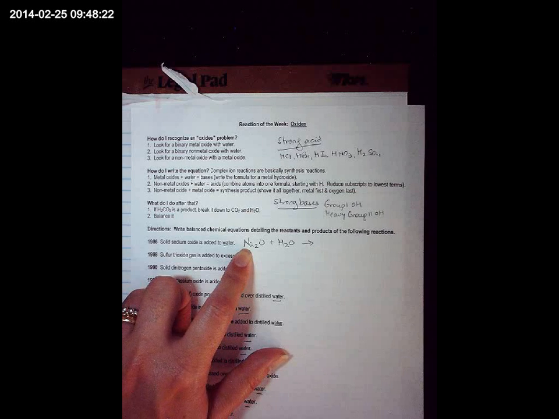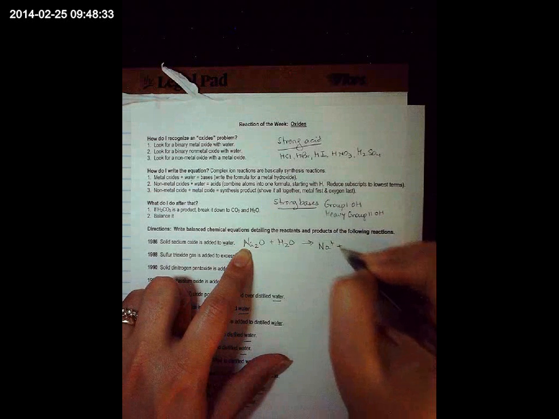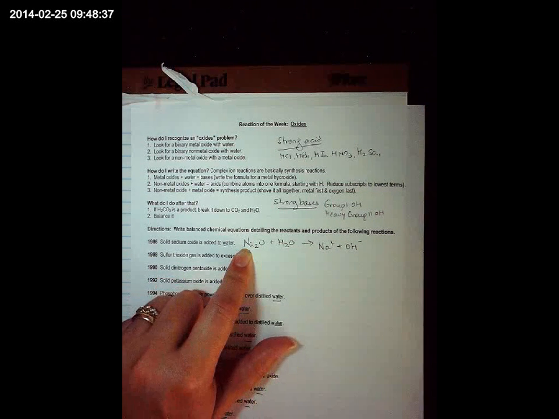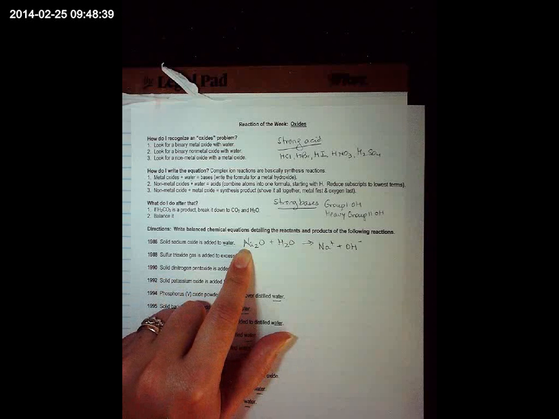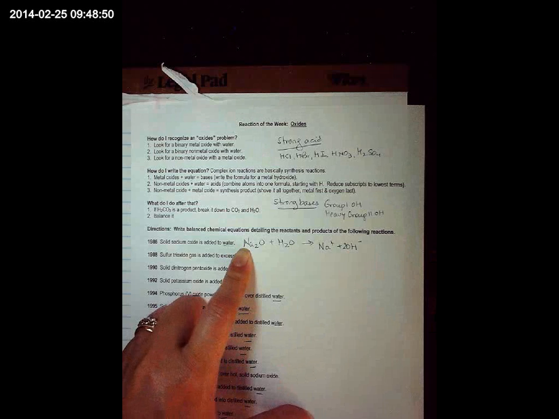Is sodium hydroxide a strong base? Yes. So what do we do on the right-hand side? Keep it together or break it apart? Break it apart. So what you write on the right-hand side is Na plus OH minus. And then you would go back and balance it to make sure that you have 2 oxygens, 2 hydrogens on both sides of the equation.